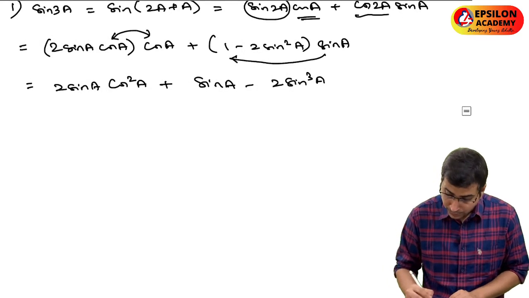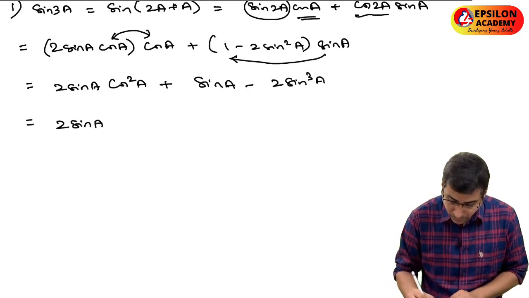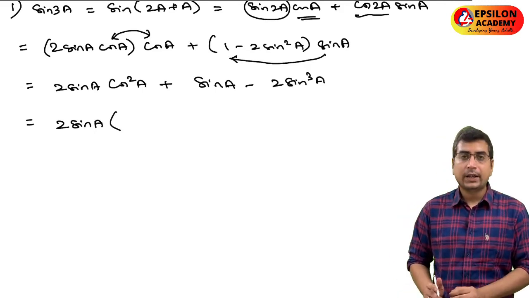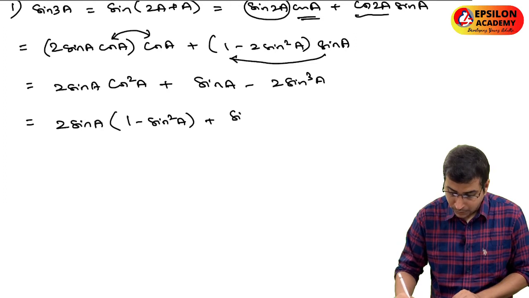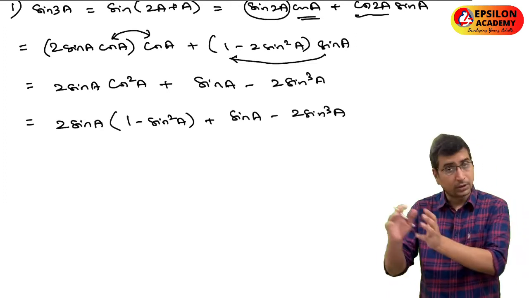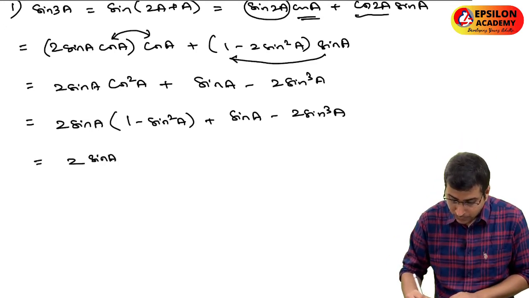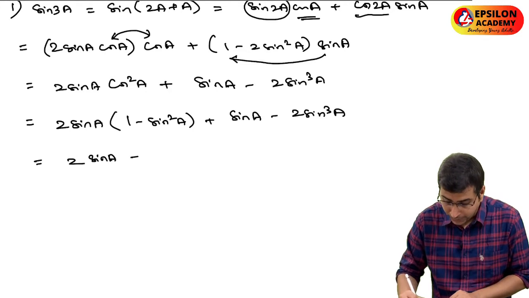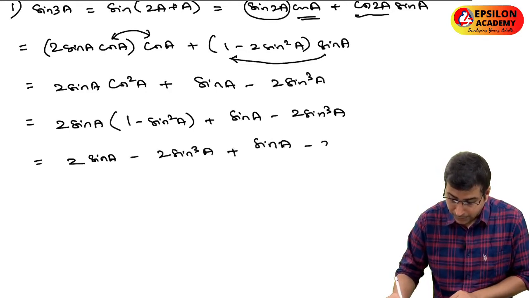So having all these terms in mind, we will write 2 sine a into cos square a in terms of sine as 1 minus sine square a, plus sine a minus 2 sine cube a. I am not disturbing the second part, right? So when I multiply 2 sine a with the terms in the bracket, I get 2 sine a minus 2 sine cube a plus sine a minus 2 sine cube a.